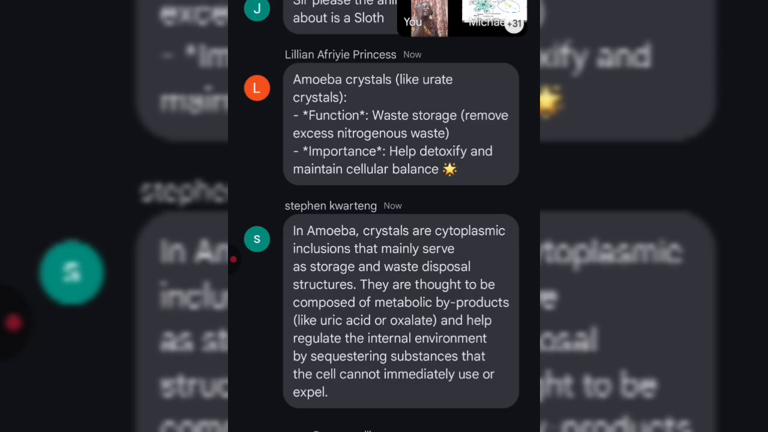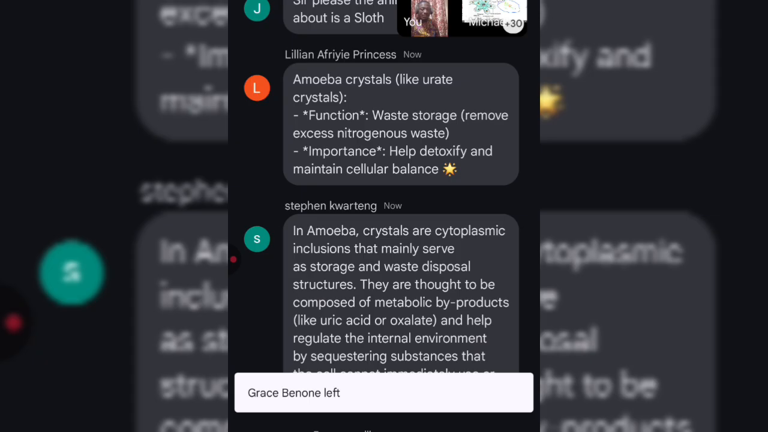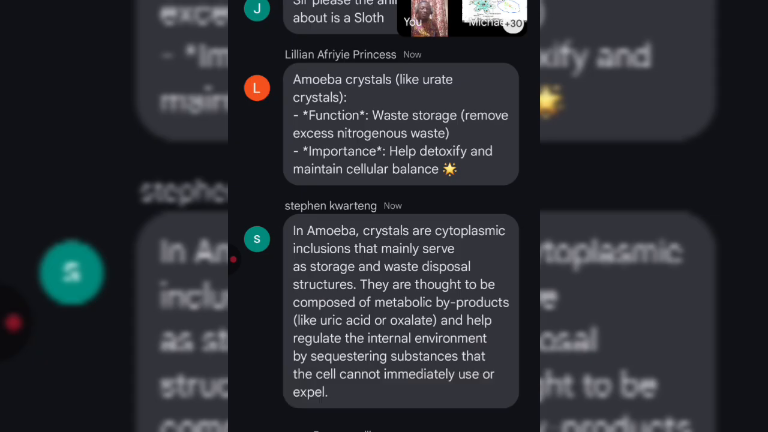That is why in humans, if you don't take in much water, you can develop kidney stones. But if you have more water in the system, it will come out as liquid. So the crystals could be urate crystals, as someone has put over there. So that's the waste storage. Instead of urinating, their waste will come out like crystals. An example is the urate crystals from urea.